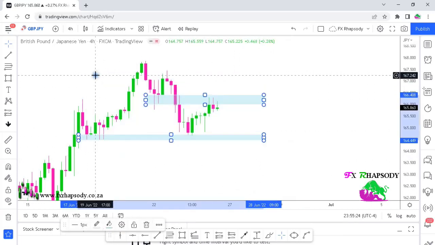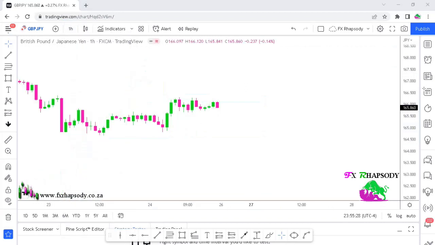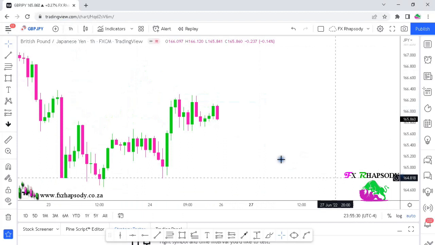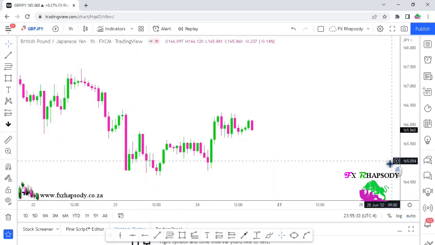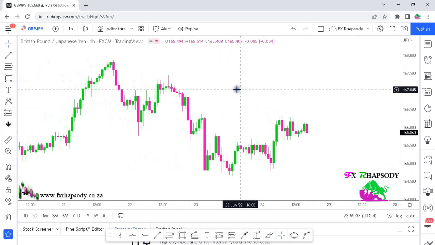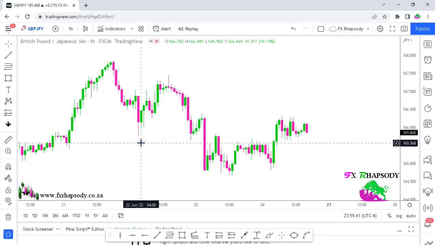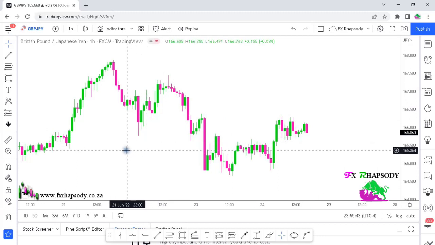Let's move on to our 1 hour time frame and see what is happening with price and what we're going to look out for. So on the 1 hour time frame, during the week there were some nice opportunities as well. Let's talk about that first.